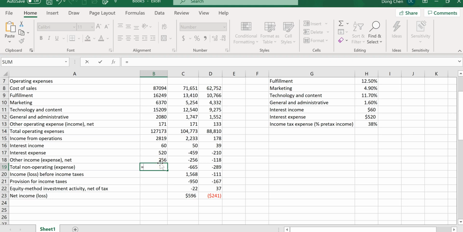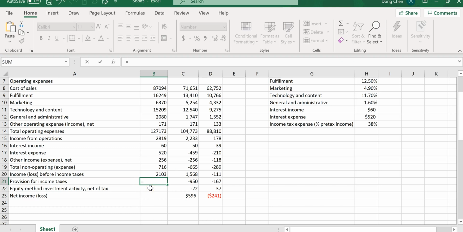So I want to sum up these two, interest expense and the other expense. This is also expense. And then I need to subtract the income because here I'm trying to get the total expense. So income before income taxes now will be the difference between the income from operations, and then I subtract the non-operating expense. That's going to be my income before income taxes.